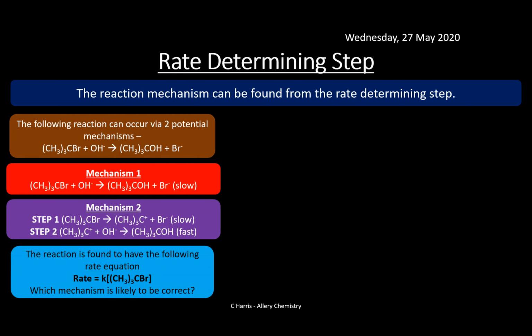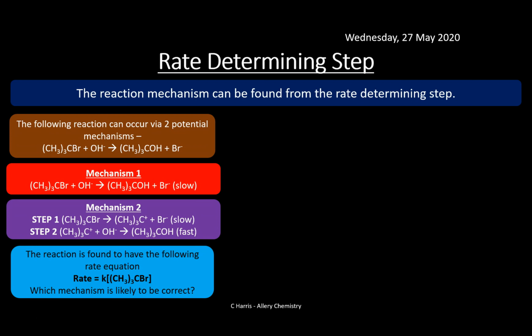Now we've been given the rate equation for this, and you'd be given this. So this is rate equals k [CH3)3CBr]. So this is what we've been told. So we need to identify which mechanism is the correct mechanism. Is it mechanism 1 or is it mechanism 2 from this information that we've been given here?